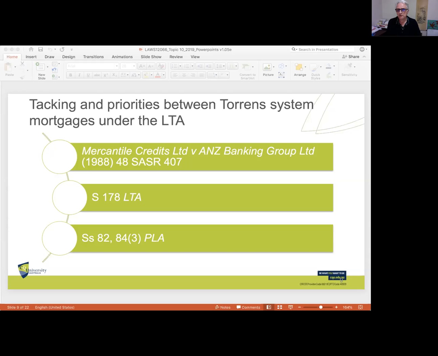And I don't need to show you that, but again, the idea here is around the priority in terms of registration. Registered instruments have priority according to when each of them was lodged, not according to when each of them was executed. Okay, so not when the mortgage was completed, but when it was lodged for registration. That's what will give priority in terms of registered mortgages. But as you've seen, the situation is different if we're dealing with unregistered interests and competition around that in regard to Torrens land.